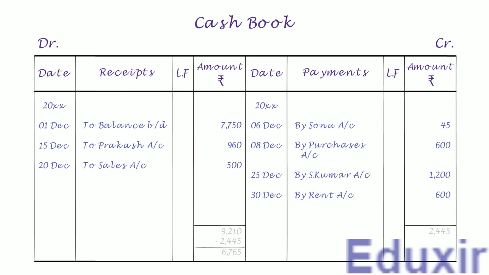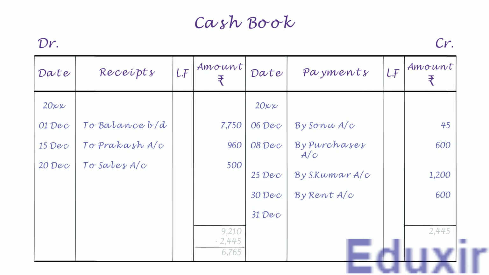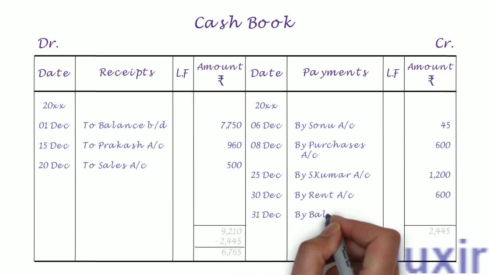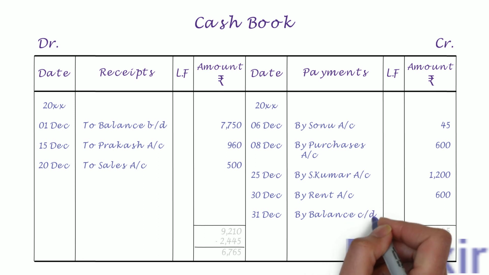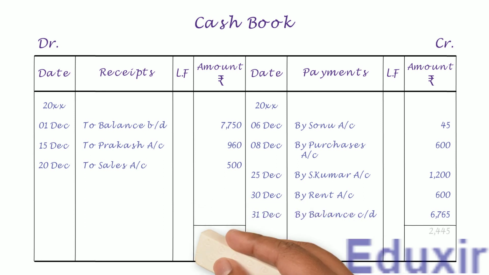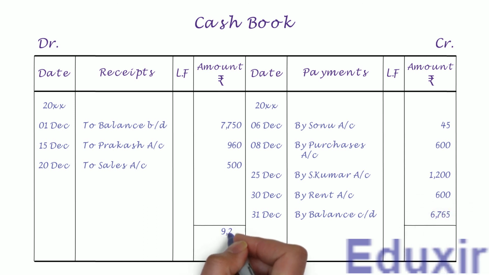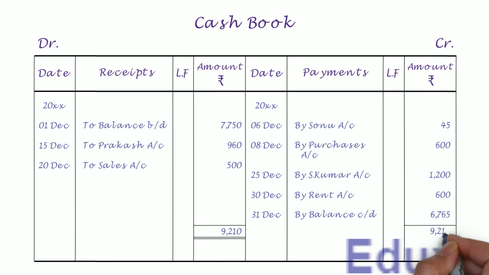Now, the balance carried down will be the last entry on the last day of the month. So, let us mark the date as the last day of the month. We need to write balance carried down in the payments column. Let us also write 6,765 rupees in the amount column. Now, if you total, as we have already done, the total of all the receipts on the debit side will be 9,210 rupees. Similarly, the total of all the payments on the credit side will be 9,210 rupees. So, the cash book is balanced.